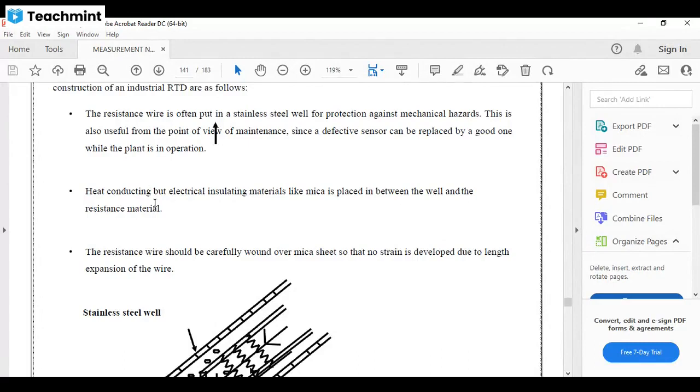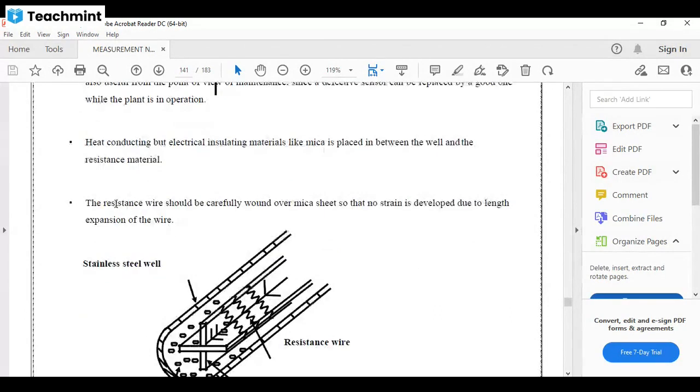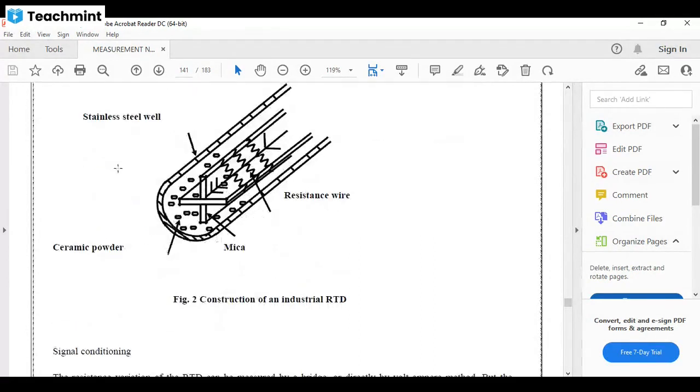And the next one is the heat conducting but electrically insulating material like mica, placed between the oil and the resistance material, so the heating effect also does not damage this RTD. And the last one is that the resistance wire is carefully wound over a mica sheet so that no strain is developed due to the length expansion. So this is the construction of an industrial RTD.